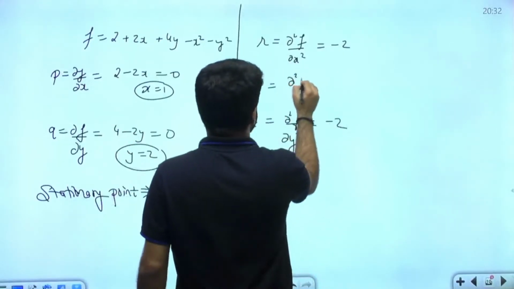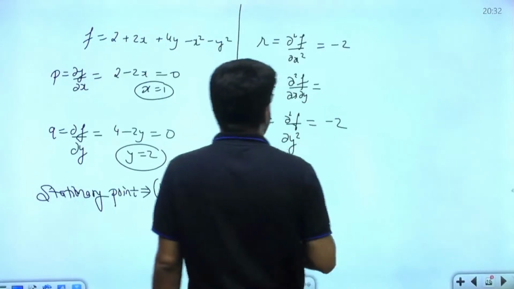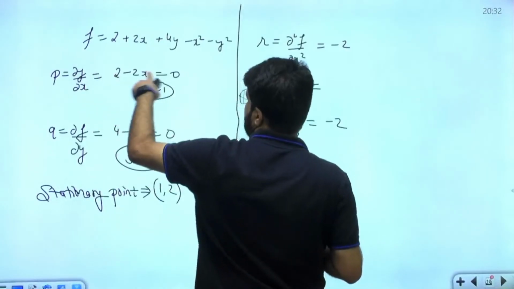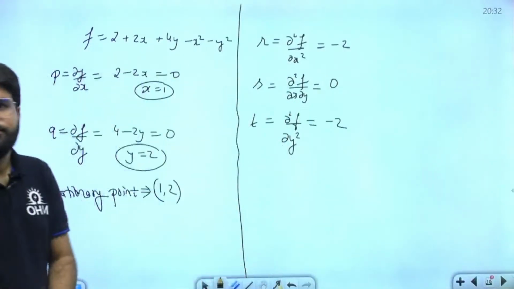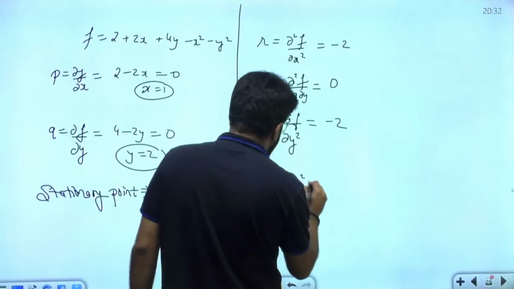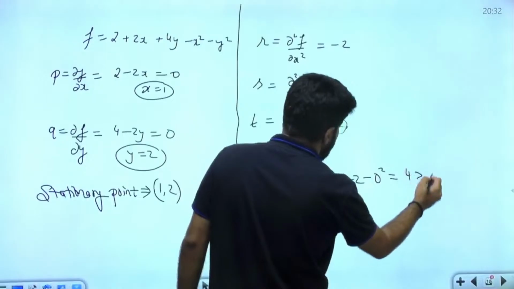Now what is s? Del 2f by del x del y, once with x, once with y. This is with x; if you differentiate with y, there is no y term, and hence the derivative will be 0 here. Then we calculate rt minus s square. So minus 2 into minus 2 minus 0 square. This is 4, which is greater than 0.